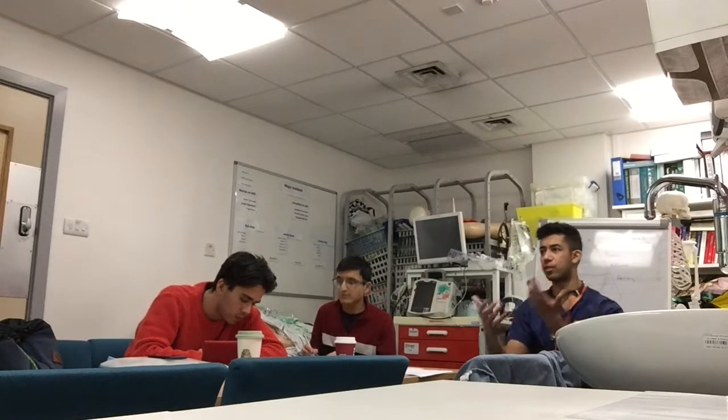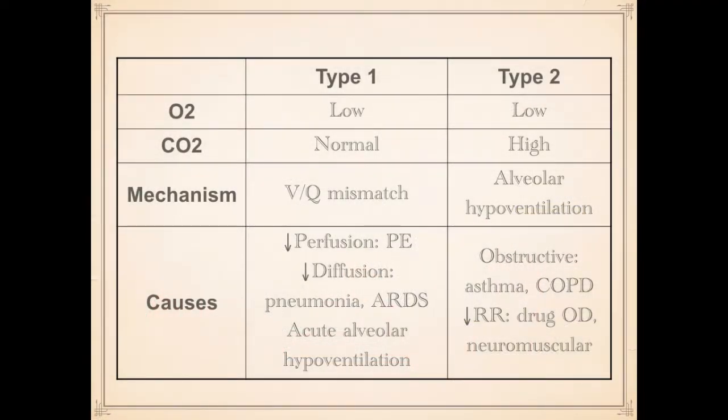Right. And this is just consolidating what we talked about. Type 1, you're looking at a VQ mismatch. As you said, it's defined by hypoxia, but normal carbon dioxide levels. And we talked about it's acute alveolar hyperventilation, which is another beautifully fancy full term of putting it really. And we talked about type 2, alveolar hypoventilation, obstructive, neuromuscular, but also thinking of other reasons why one isn't maintaining a good respiratory effort, and that includes opiate overdosing.